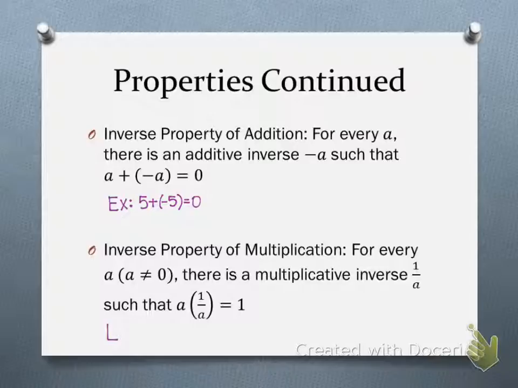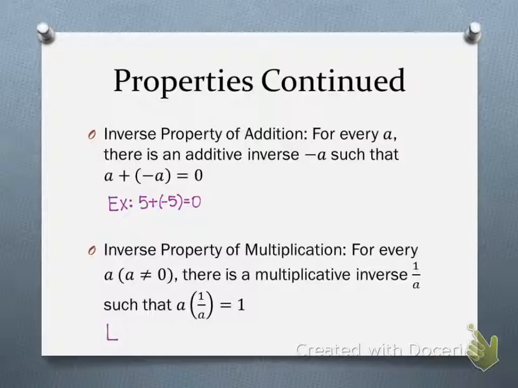Okay, so the inverse property of multiplication states for every a where a does not equal 0, there is a multiplicative inverse 1 over a such that a times 1 over a is equal to 1. Okay, so the multiplicative inverse is where we make a into a fraction. So you flip it. So if you wrote a as a fraction, it would be a over 1. And then flipping it, it would then become 1 over a.